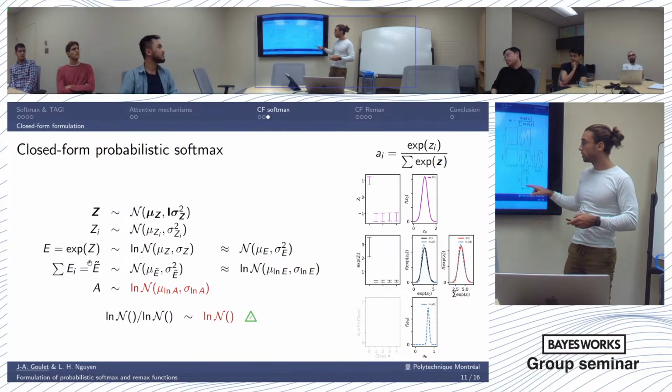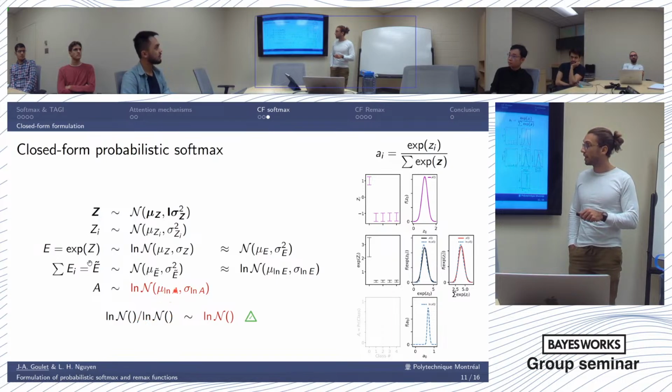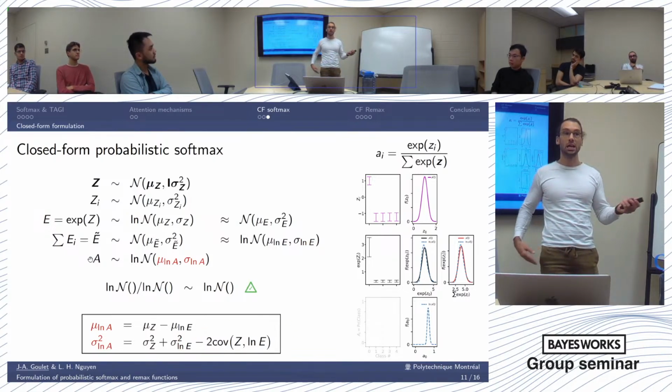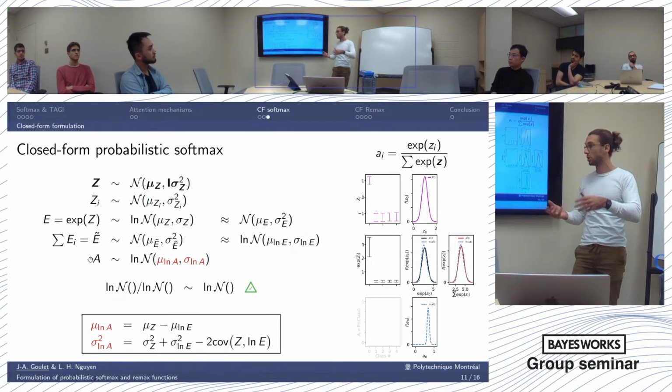Okay? So my division, what I want to compute is A. A is going to be the output of my softmax, which is going to be now log normal because it's the division of two log normal distributions. I need to compute mu of ln of A and sigma of ln of A, and I can obtain them from these relationships, where this relationship is simply the difference between the parameters in the log space: mu z minus mu ln of E, the summation of the variances, so sigma z squared plus sigma ln of E squared, minus 2 times the covariance. This is the standard relationship for the addition or subtraction, in this case subtraction, of Gaussian random variables, because we're working in the log transform space.